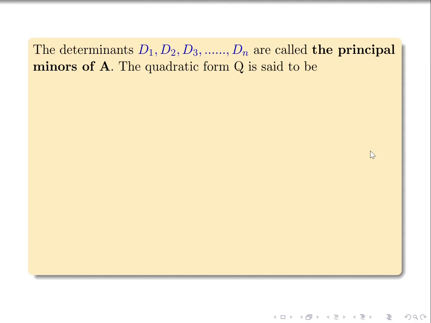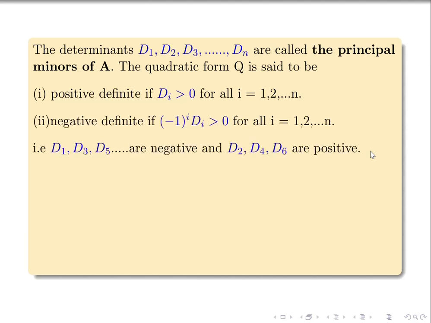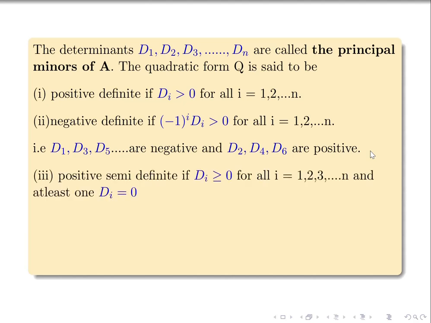So the determinants d1, d2, d3, up to dn are the principal minors of A. A quadratic form Q is said to be positive definite, so that is the nature of the matrix, if all the d's are positive: d1, d2, d3, all should be positive. If it satisfies (minus 1) to the power i times di positive, that is, d1, d3, d5 are negative and d2, d4, d6 are positive, then we say it is negative definite.